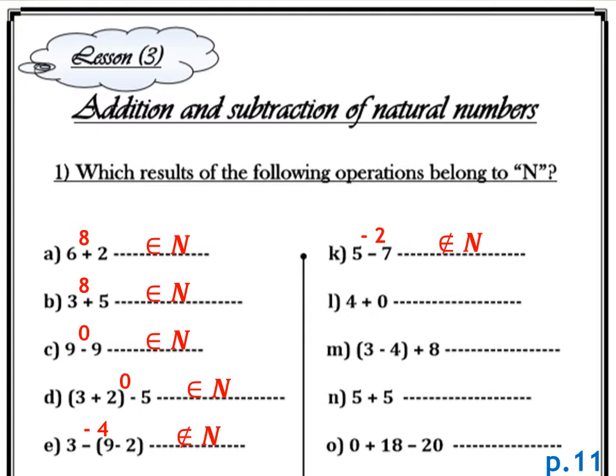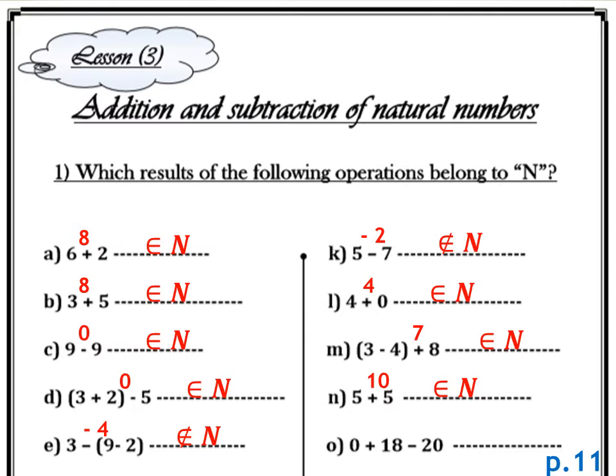In letter I, 4 plus 0 equals 4, and 4 belongs to N. In letter M, 3 minus 4 between brackets, plus 8. 3 minus 4 is negative 1, plus 8 equals 7. So when we put it on the calculator, the answer will be 7, and 7 belongs to N. Letter N, 5 plus 5 equals 10, and 10 belongs to the natural numbers, so belongs to N.